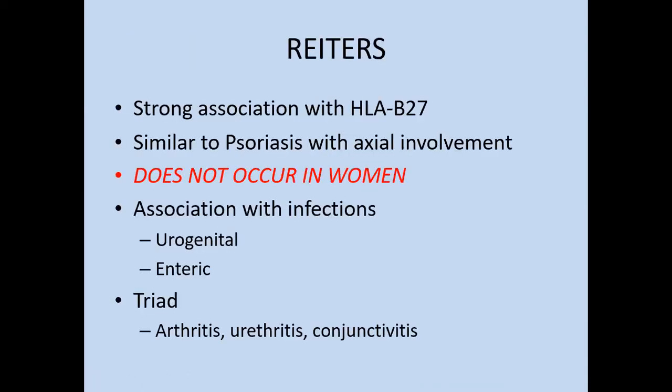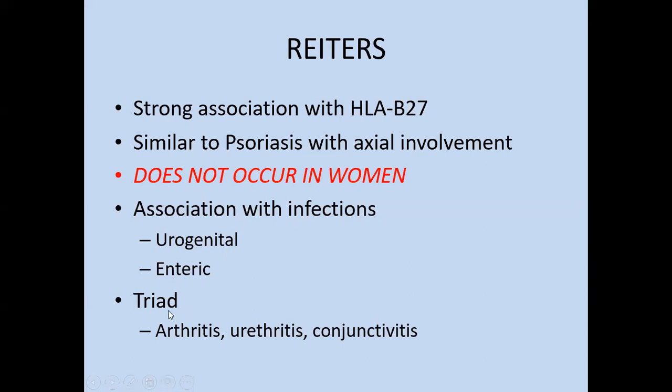So this is Reiter's, and Reiter's is characteristic. Although I showed you fingers, we will come to this in a minute. It is the disease that has the strongest association with HLA-B27. It is almost always a disease of male patients. It never occurs in women. There is involvement of the spine, just like psoriasis. There is association with infections, urogenital and enteric infections.